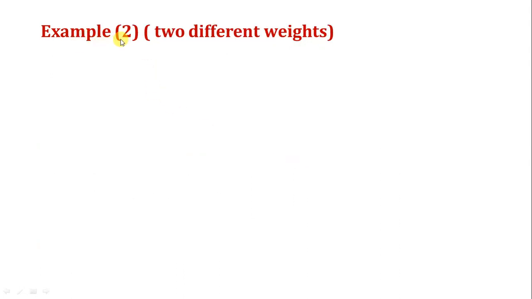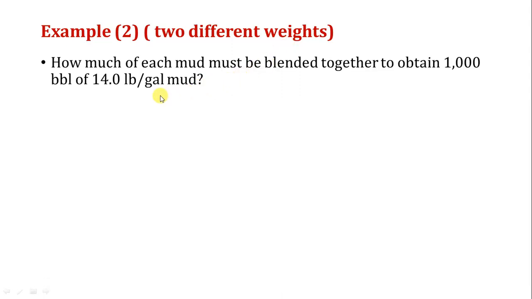Example number two. You have two different mud weights. For example, you have a tank with high mud weight and another tank with mud weight less than that, and you need to make a new volume with a new mud weight in between both of them. How much of each mud must be blended? Blended means mixed together to obtain 1,000 barrels of 14 pounds per gallon. So the final volume that you need is 1,000, and the final mud weight that you need is 14.